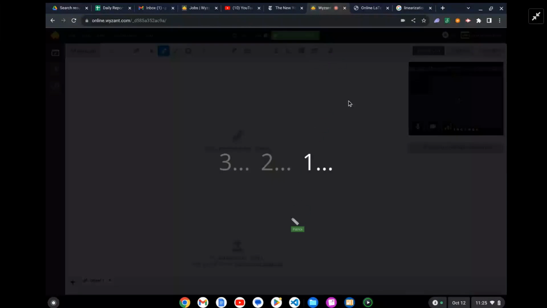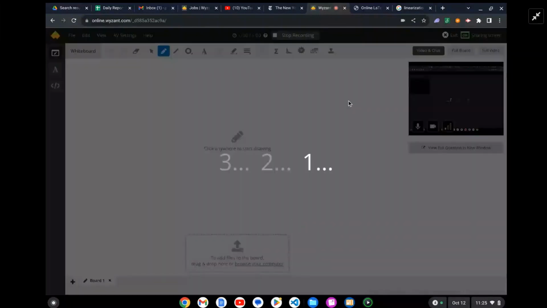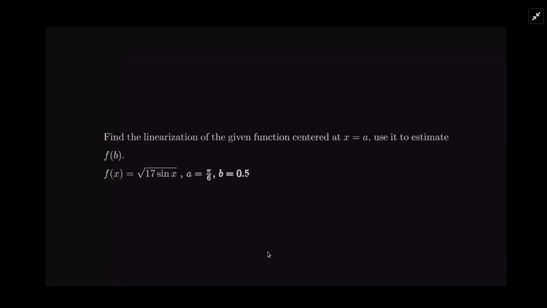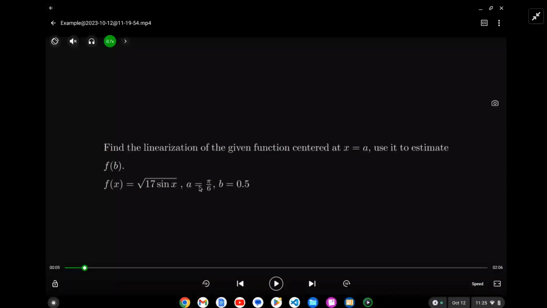Okay, let's take a look at our problem. So, linearization of the function. There's the function and our center point is pi over 6, and we want to estimate the value of the function at b, 0.5. All right.